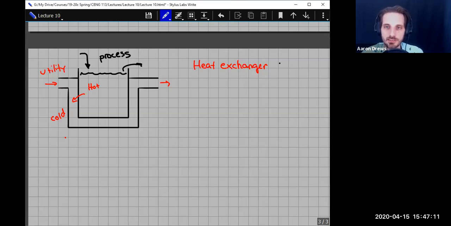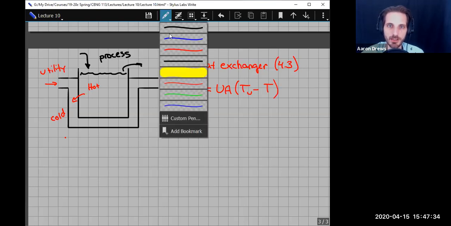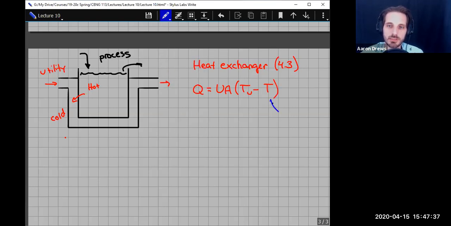So for more details on the heat exchanger, these are in section 4.3, but the main idea of a heat exchanger is that there's only one term for it, and that is Q. It's not one term, sorry, one expression. Q is equal to U times A times the temperature of that utility minus the temperature of the reactor. So this T is your reactor T. This T is your utility T.